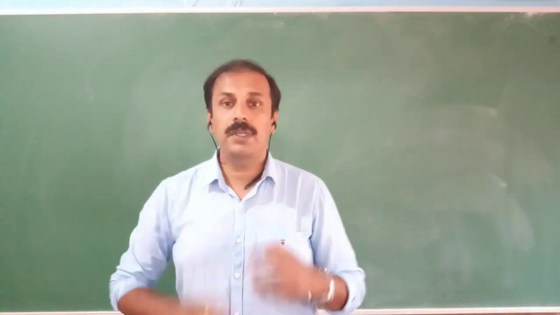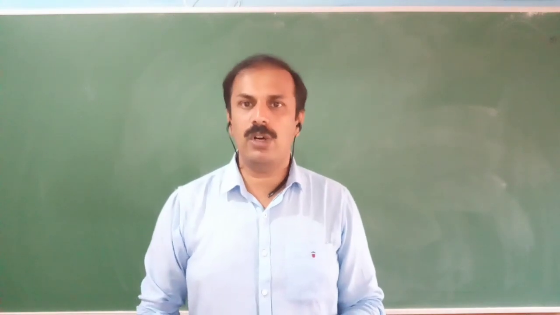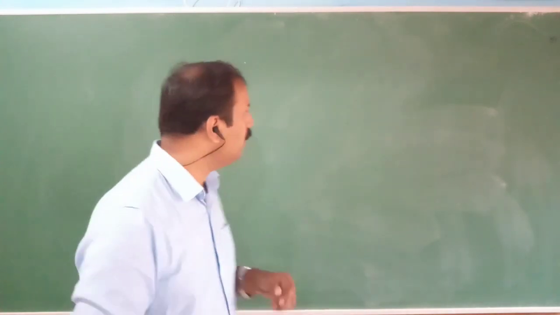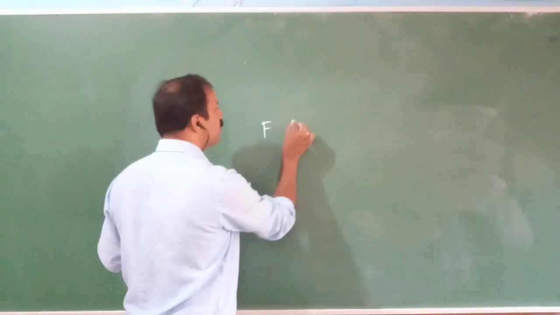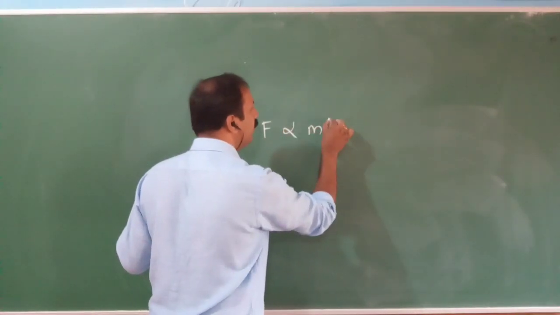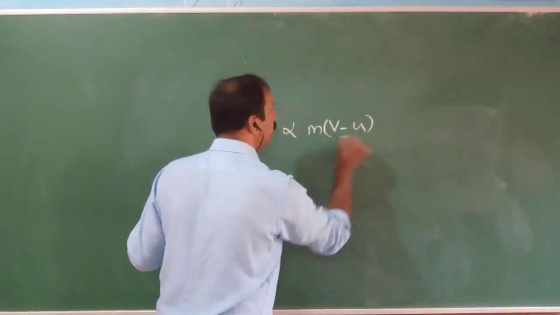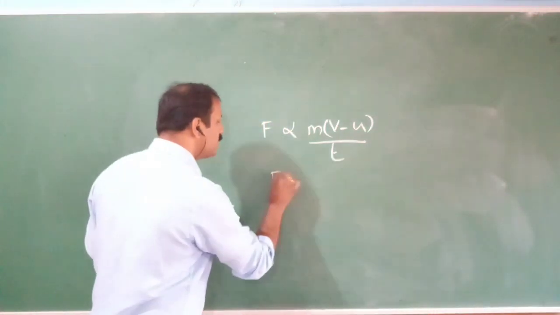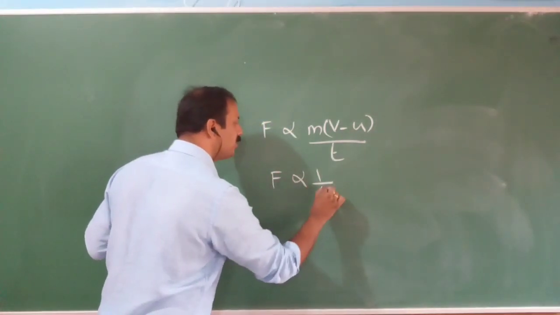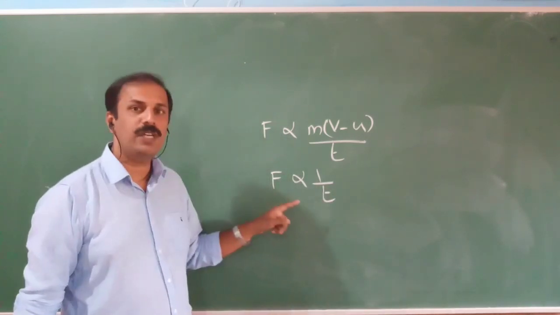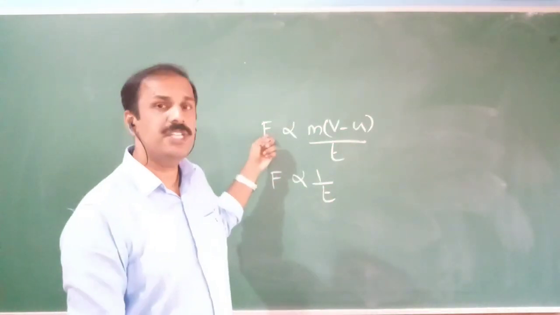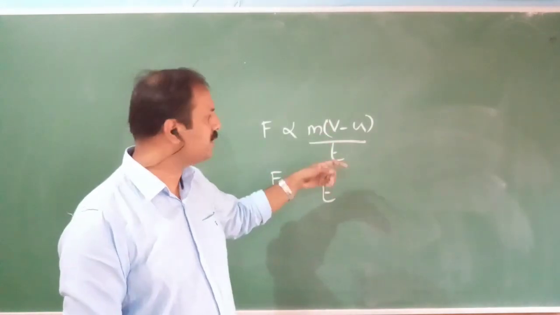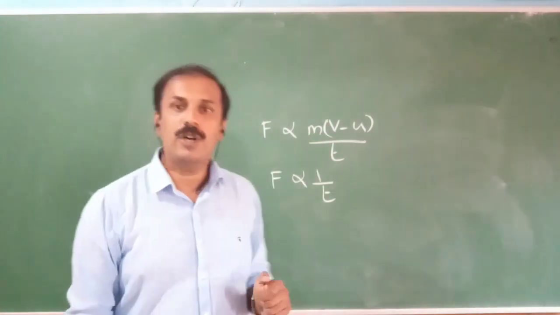Now we will think about some applications of the second law of motion. As per the second law of motion, F is proportional to m(v minus u)/t, or we can say this force is inversely proportional to t. The meaning of that is when force is more, time will be less, or opposite, we can say when time is more, force will be less.